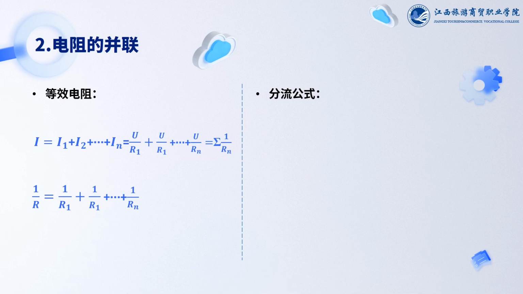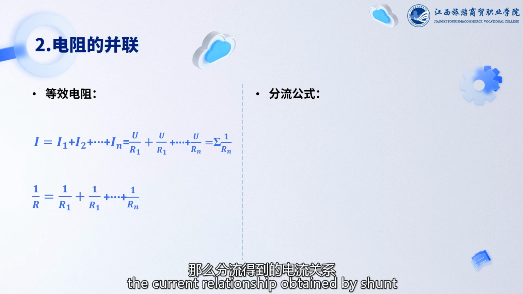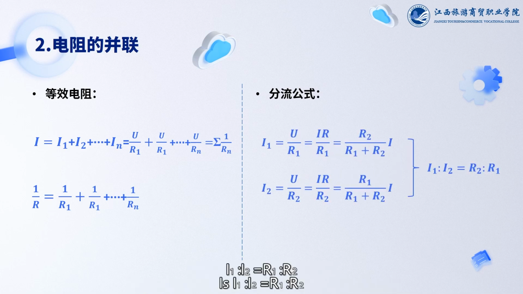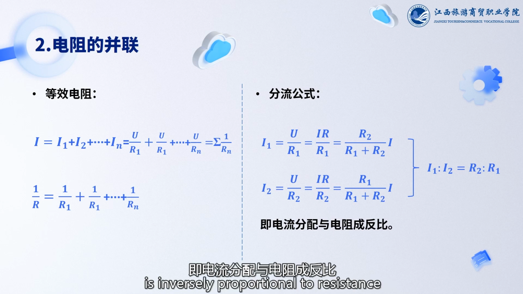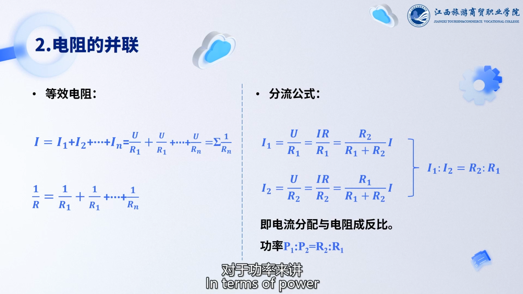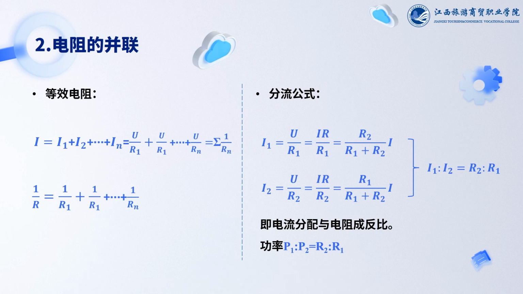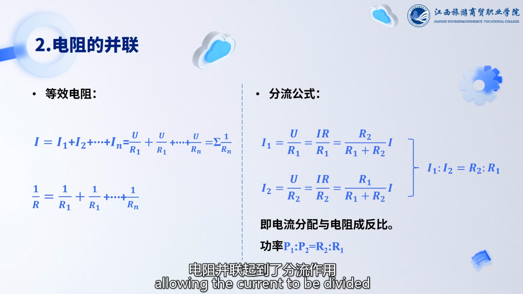For example, when R1 and R2 are connected in parallel, the current relationship obtained by shunting is that the ratio of I1 to I2 equals the ratio of R2 to R1, which means that the current distribution is inversely proportional to resistance. In terms of power, the ratio of power is also inversely proportional to resistance. We found that the parallel connection of resistors plays a shunt role, allowing the current to be divided.